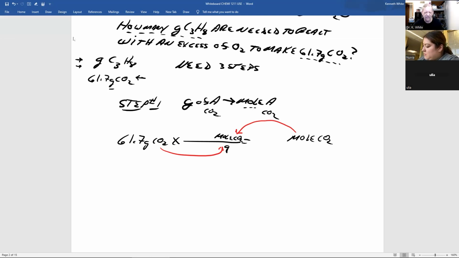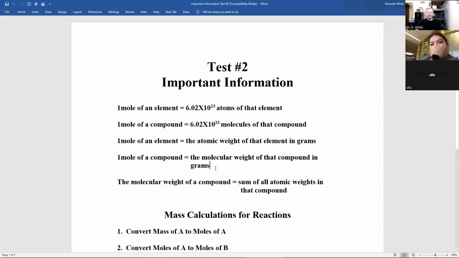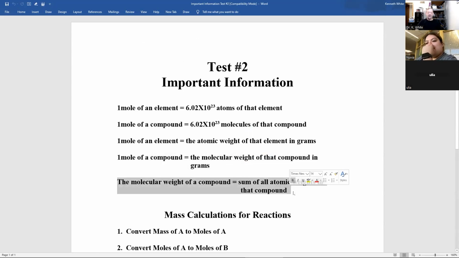That goes on top. That goes on there. And where do we get that relationship of moles of a compound and grams of a compound? Well, if you forgot, you can look at important information. Test number 1: 1 mole of a compound equals the molecular weight of that compound in grams, and the molecular weight of that compound is the sum of all atomic weights in the compound.